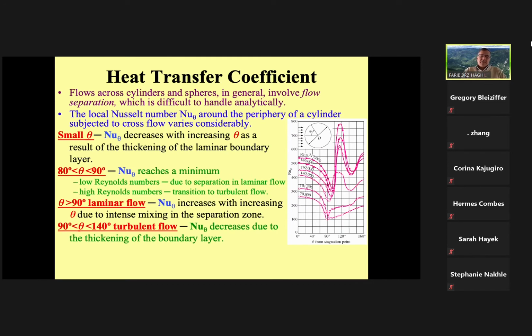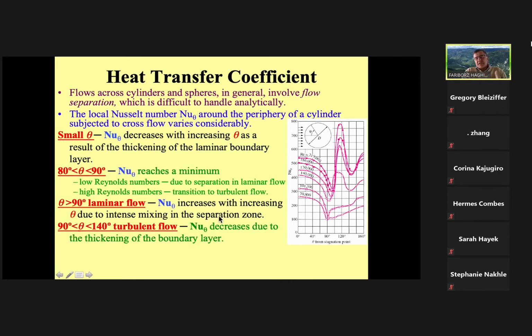Now we have the local heat transfer coefficient. The local heat transfer coefficient is represented by the Nusselt number. Rather than showing a specific diameter, here they use a dimensionless number to generalize the correlation. Therefore, this is the behavior of the local heat transfer coefficient we have, okay? From 0 all the way to 180 degrees, okay?